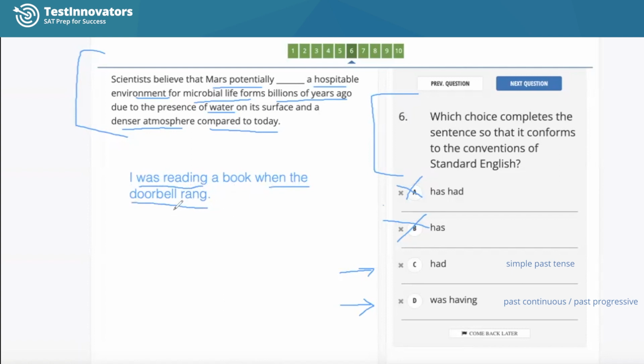So if we go back to this sentence here, are there any context clues to suggest that a continuous tense is appropriate? Well, first I would point out we don't see any other past progressive verbs in this passage, nor do we see that there was a specific event that occurred while Mars was having a hospitable environment. This simply doesn't make sense. Therefore, it's safe to assume that we don't need to overcomplicate things. Choice C with the simple past tense, had, is the best answer. So we can X out choice D.